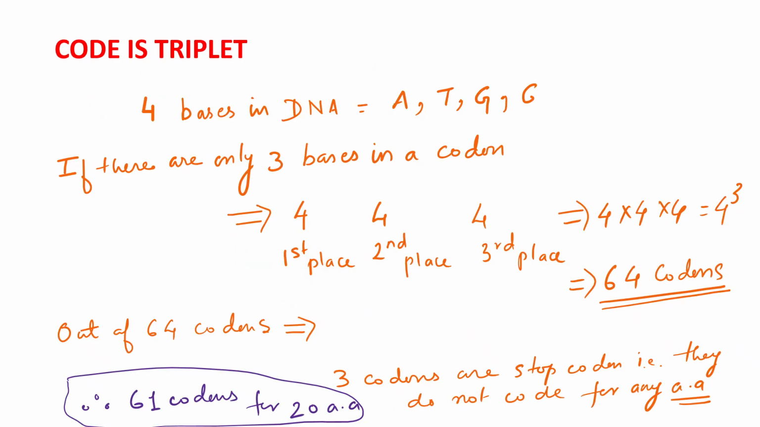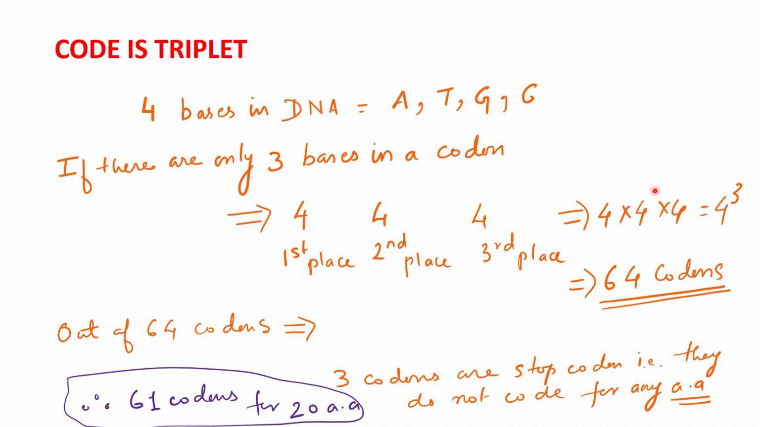So the first property says code is triplet. It means there are 4 bases in DNA, namely A, T, G, and C. If it is a triplet, that means there are 3 places in a codon. Any of these 4 bases can come at the first place, any of these 4 bases can occupy the second place of the codon, and same goes for the third place.